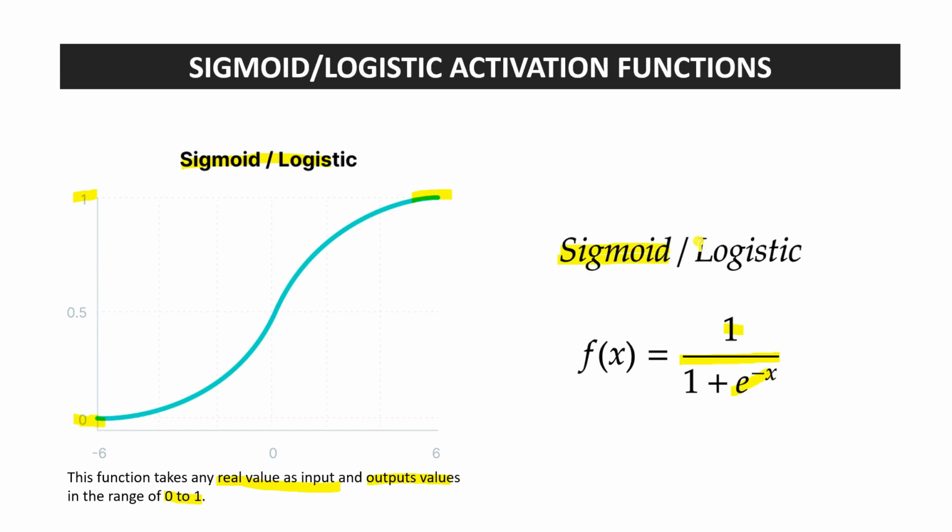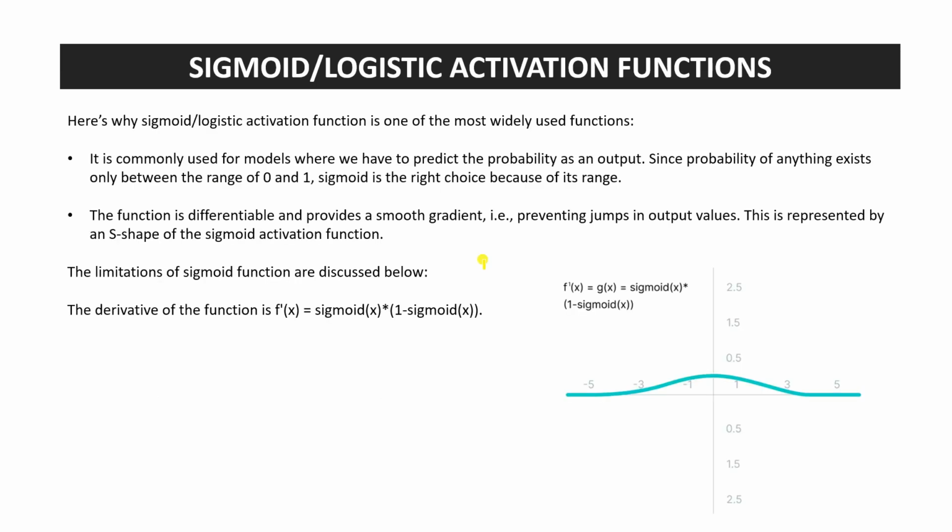It has some advantages as well as some limitations. The sigmoid activation function is the right choice because of its range. The number one advantage is it's commonly used for models where we have to predict a probability as an output, that is, in the output layer. Since the probability of anything exists only between the range of 0 to 1, for a binary classification problem we can use this sigmoid activation function.